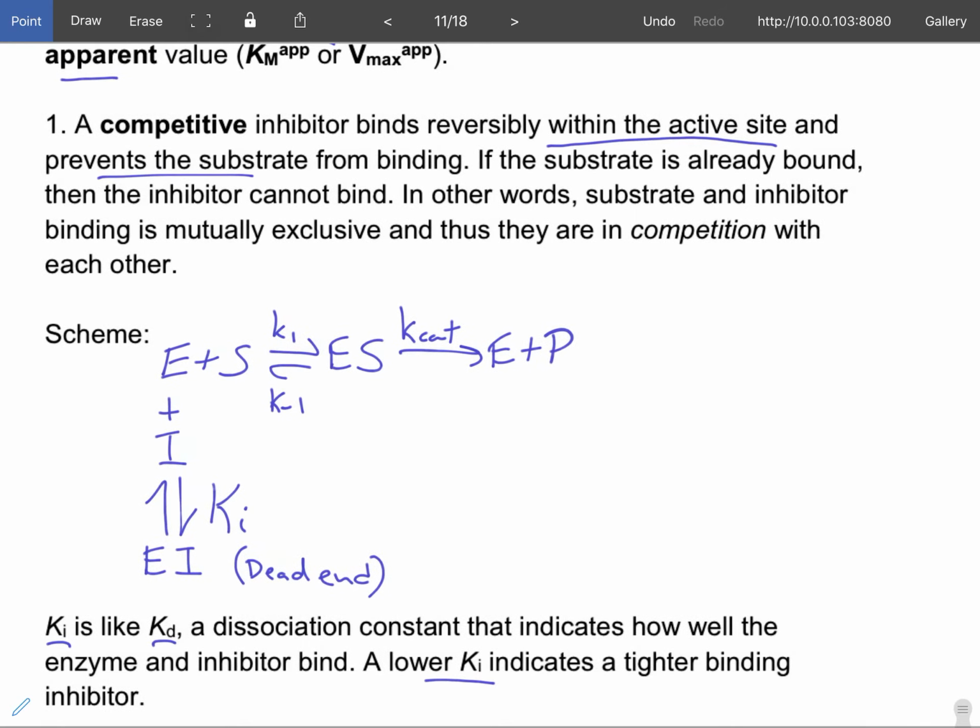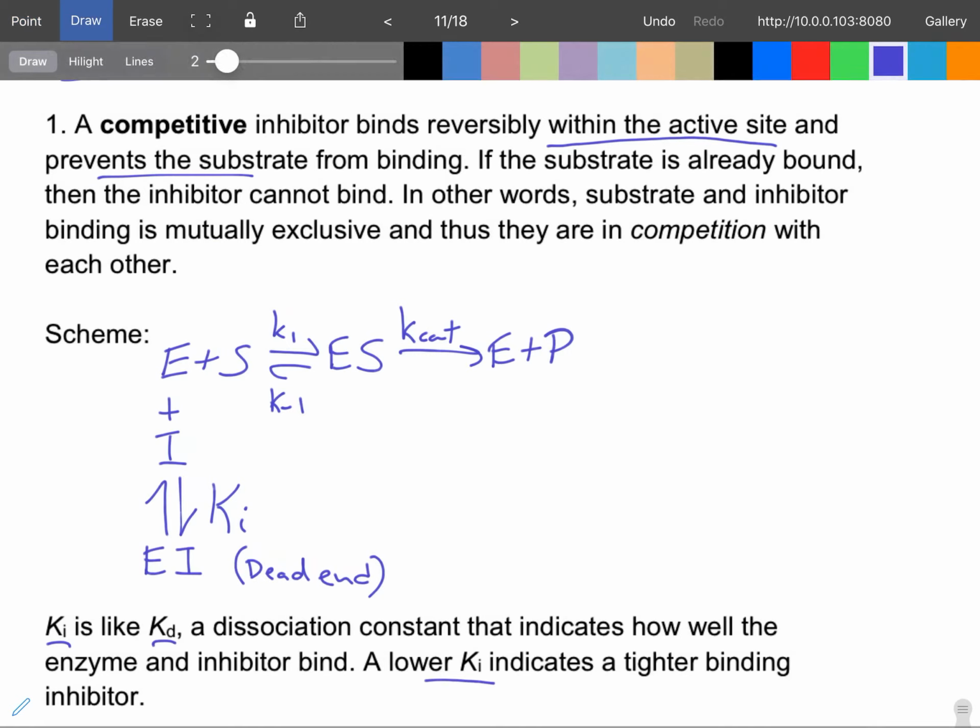And just to draw a little picture, so we're clear about what's happening, the normal thing is that the substrate can bind within the active site, and it can go on and make product. But in this case, this inhibitor is going to bind in the exact same spot, and it's going to prevent the reaction from occurring.